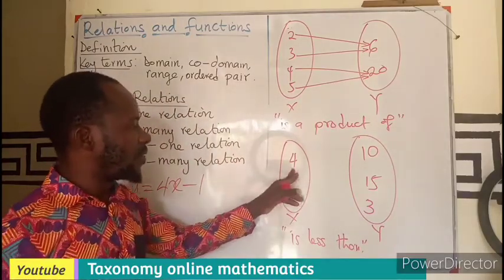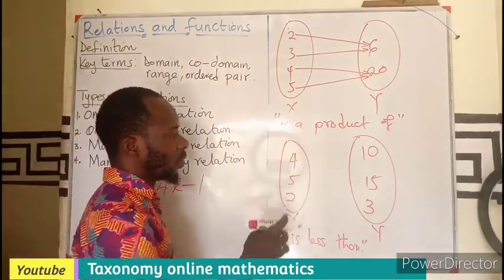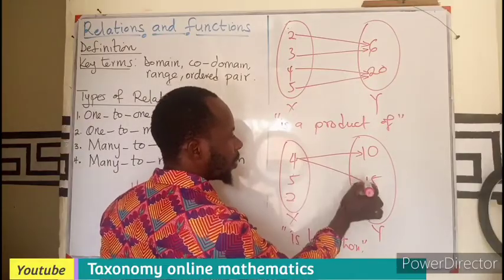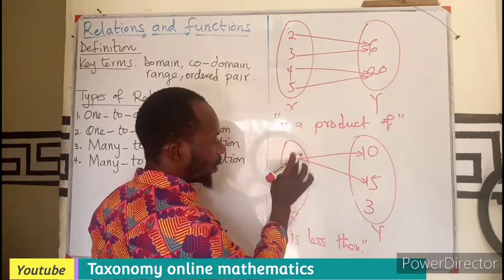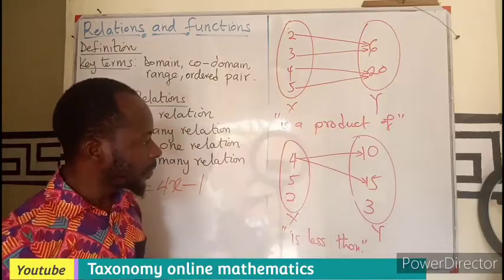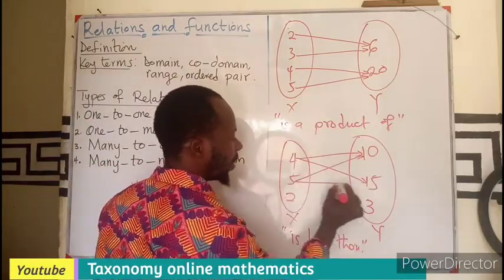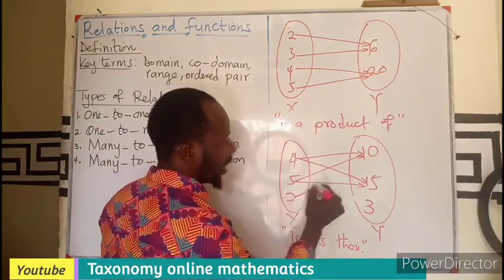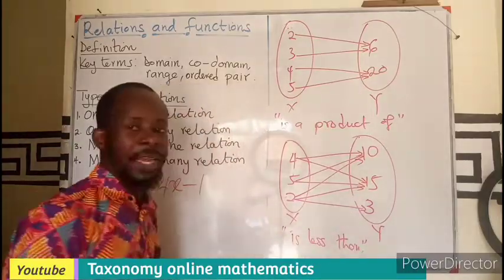So we can say that the values of x are less than the values of y. In this case, this is less than this. At the same time, 4 is less than 10 and 15, whilst 5 is less than 10 and 15, and 3 is less than 10 and 15.